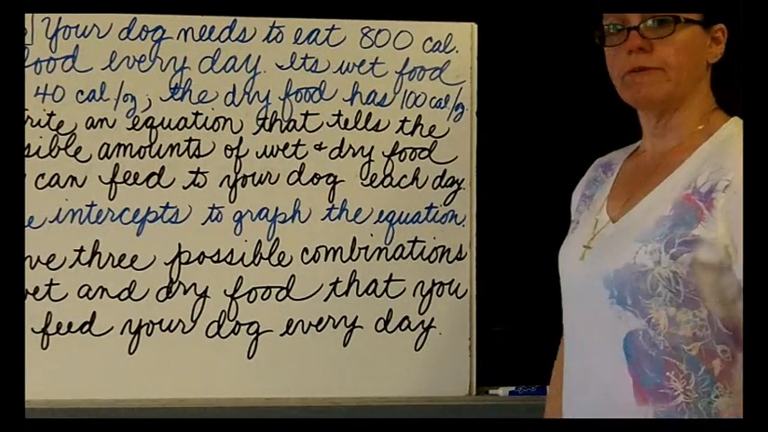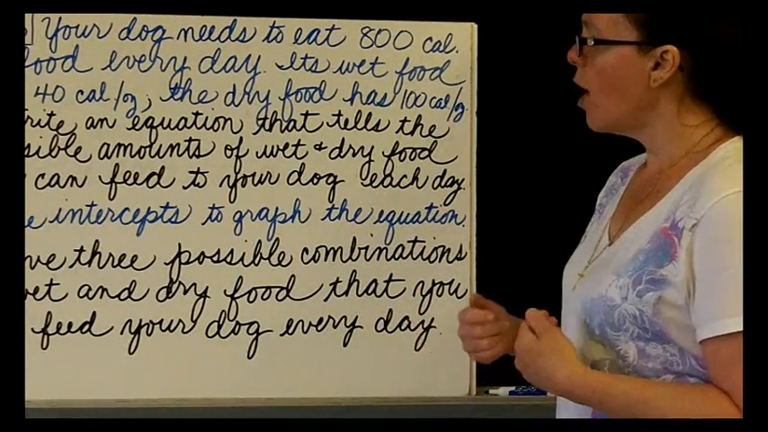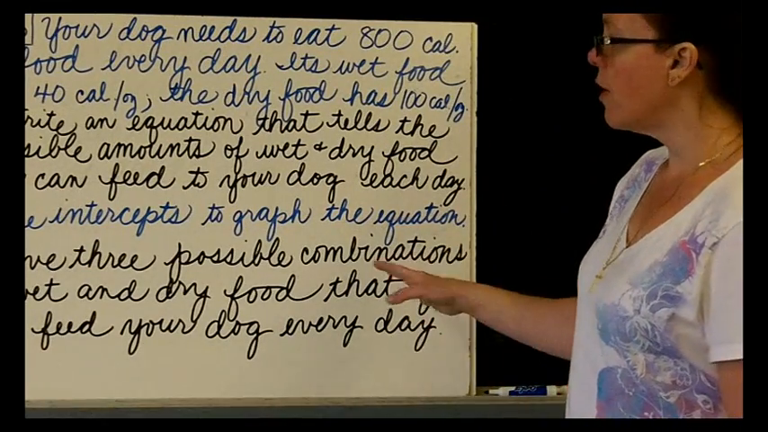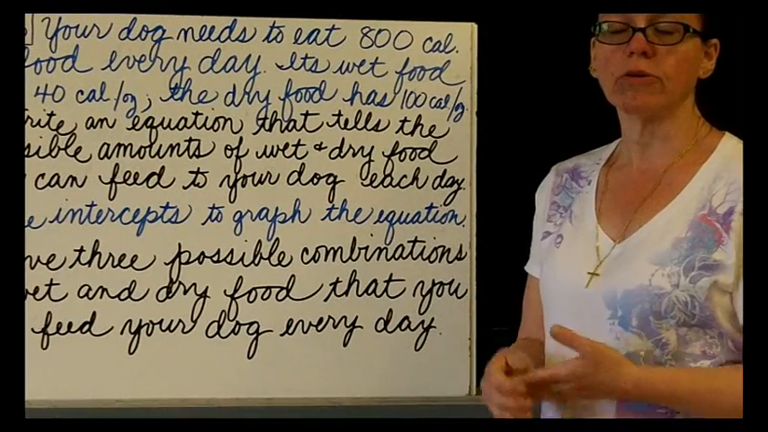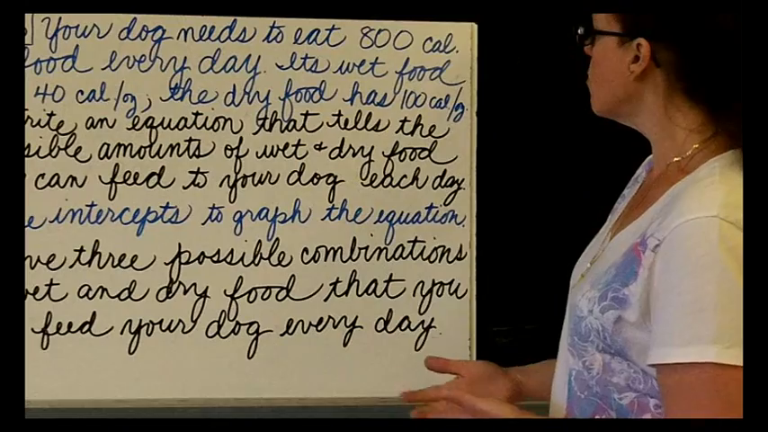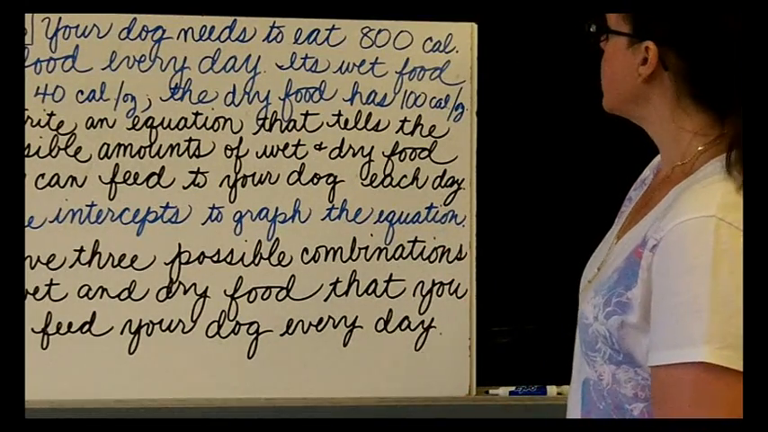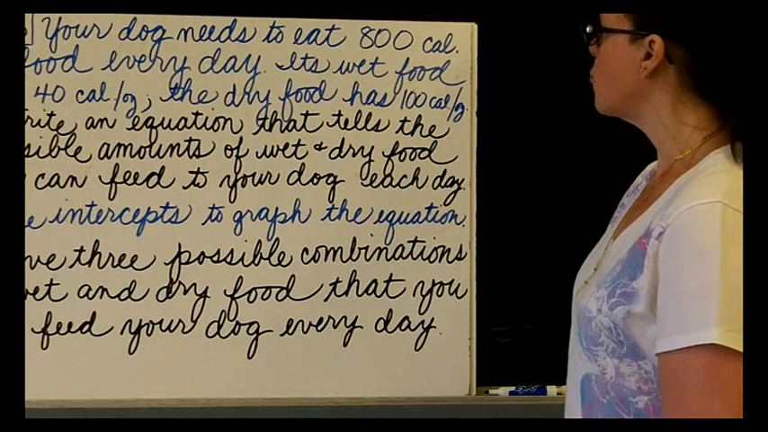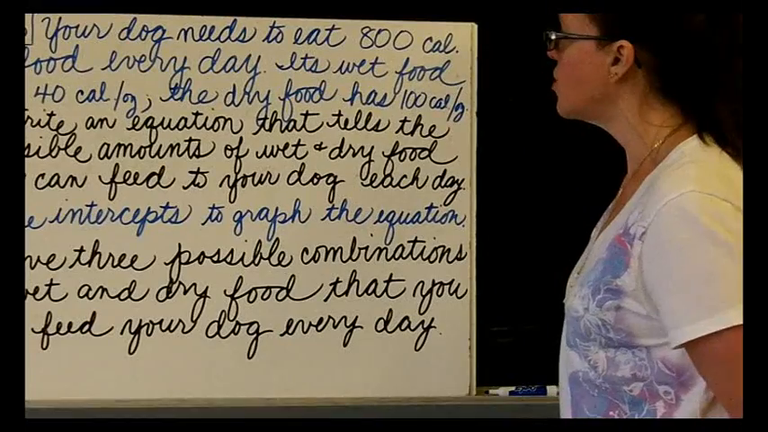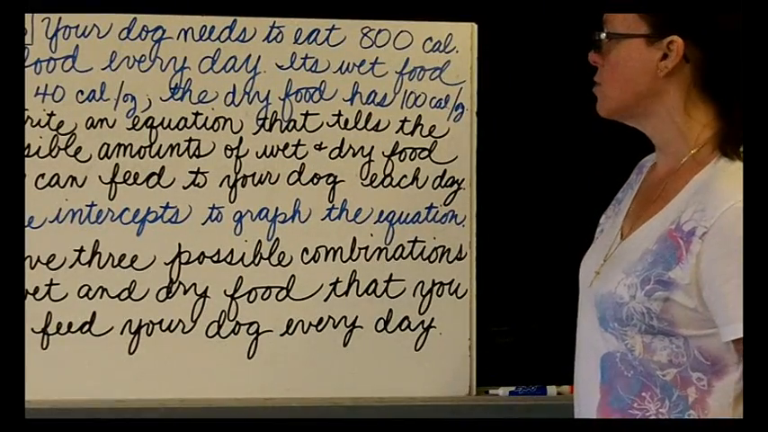Now, example 3. Example 3 is reflective of problems you will encounter a lot over the next couple of days. Very, very wordy, because they're telling you a story and they're giving you a lot of directions. Just in case you can't see it, I'll read it to you. Your dog needs to eat 800 calories of food every day. Its wet food has 40 calories for each ounce, and the dry food has 100 calories for each ounce.